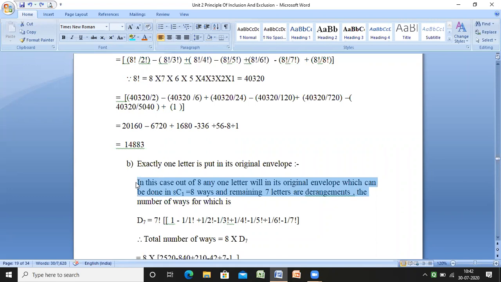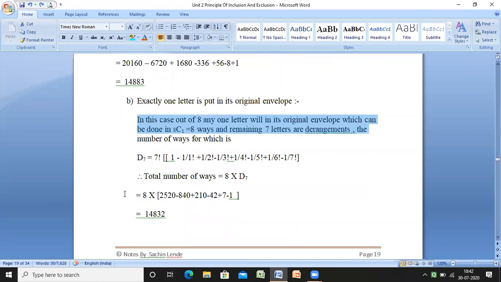So what is that? 7 letters remain. So 7 letters we are going to derange. So here the derangements of 7 letters we have to do. That means D7 we have to calculate. Okay, because they say exactly one letter should be in its original position. So out of 8, we put one letter in its original position. So how many remain? 7 letters. So the 7 letters, we have to derange in this way.